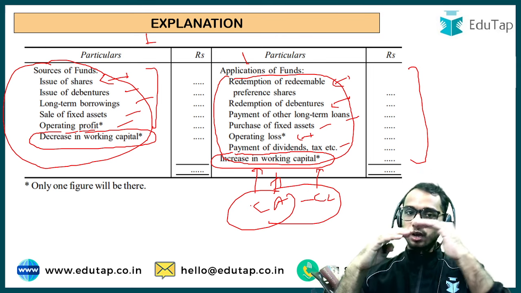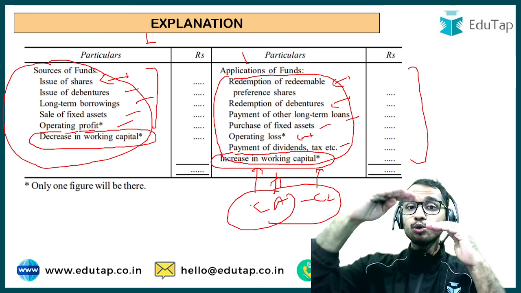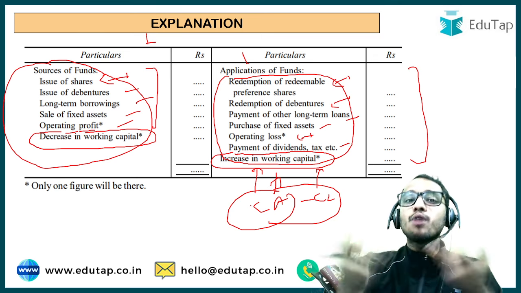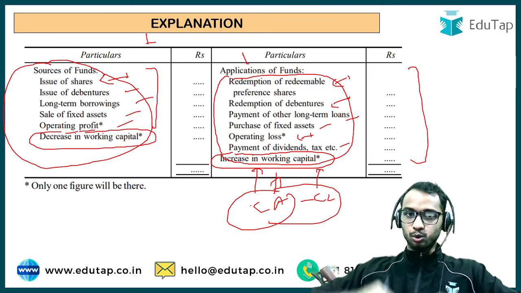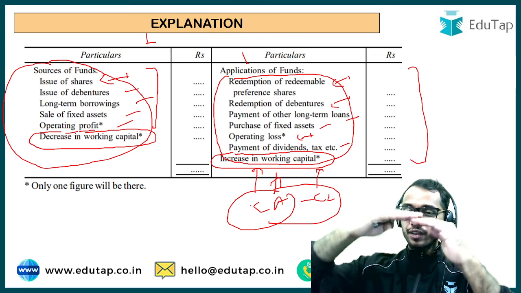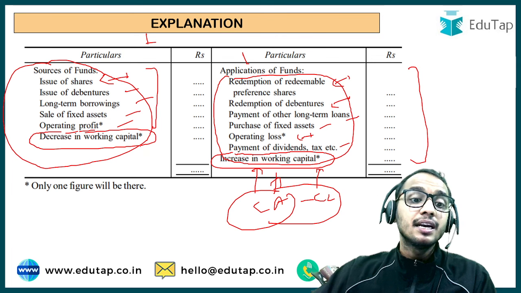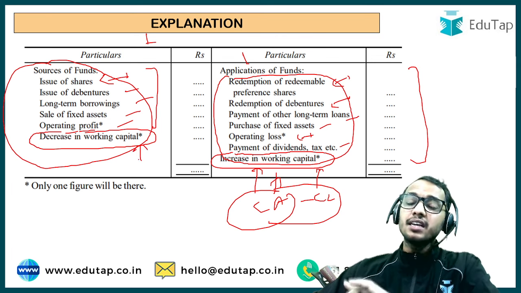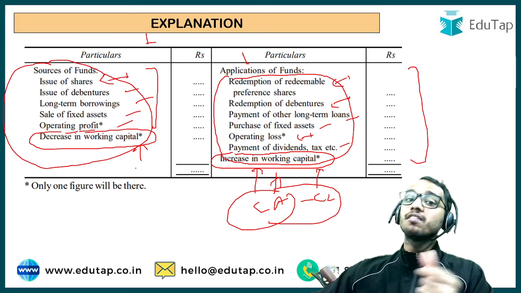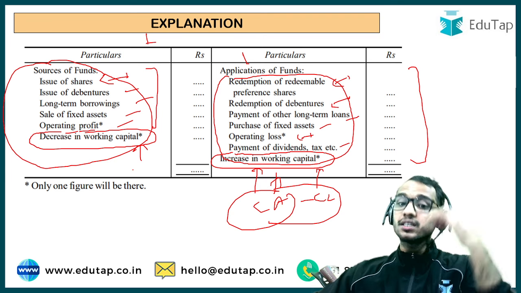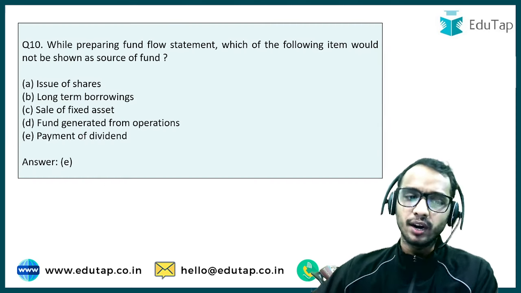Now suppose you have sources here, but your applications are here. So you are using more than your sources. So from where you are funding your extra expenses or extra application? Sources are here, but applications are here. From where you are sourcing this gap? From the working capital. Now your working capital will be decreased. So working capital will be decreased when application of fund is more and sources of funds are less. When there will be increase in the working capital? When sources are more and applications are less. Got the logic? Okay.